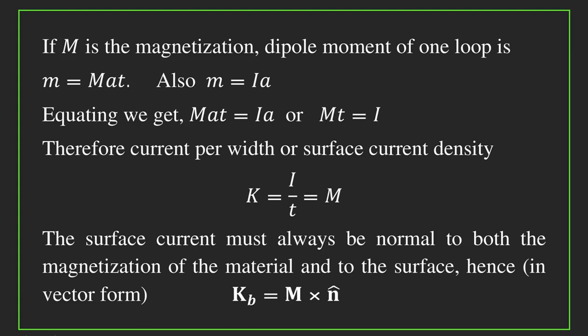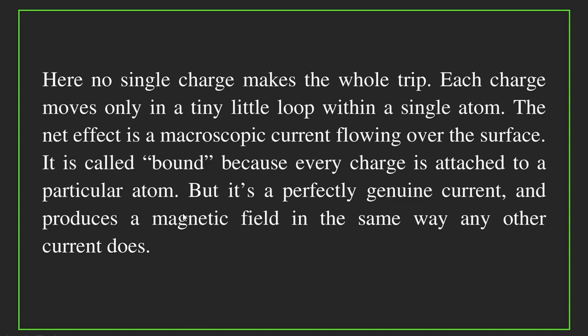The charges are bound to the parent atom, but the contributions from different dipoles form a current on the entire path. Here no single charge makes the whole trip. Each charge moves only in a tiny little loop within a single atom. But the net effect is a macroscopic current flowing over the surface. So it is called bound because every charge is attached to a particular atom.